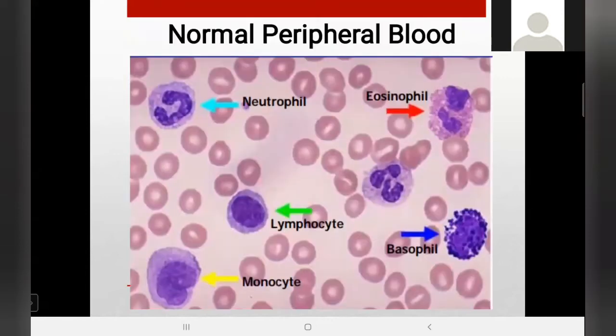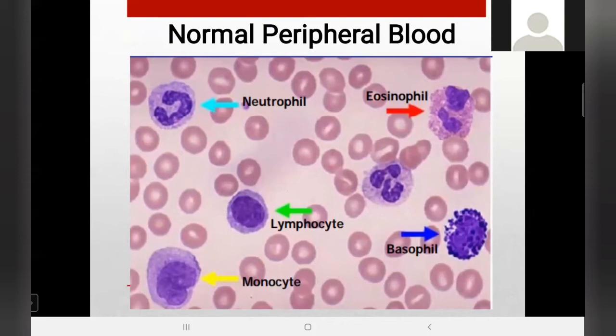Okay, so now let's have a look at this. This is a blood picture from a normal peripheral smear. What we normally see is a neutrophil, an eosinophil, a lymphocyte, monocytes, and basophils. When you look at the peripheral smear, you can identify each of these cells because you are seeing the morphology of these cells.